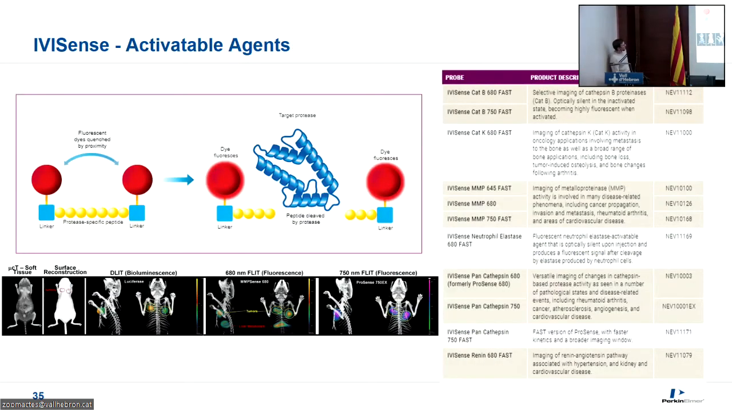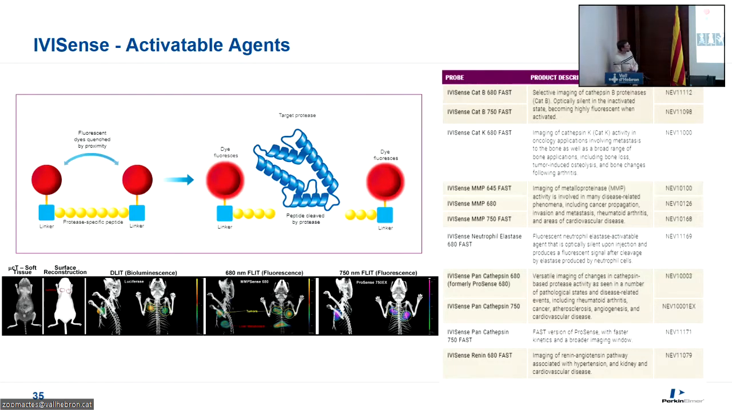We also have fluorescent agents. These are the different agents that can be used in fluorescence. The first category is called activatable agents. Those agents are quenched by default, and fluorescence is released whenever you have a specific protease cleaving this dye. So we can use many different agents in order to see the presence of different proteases.